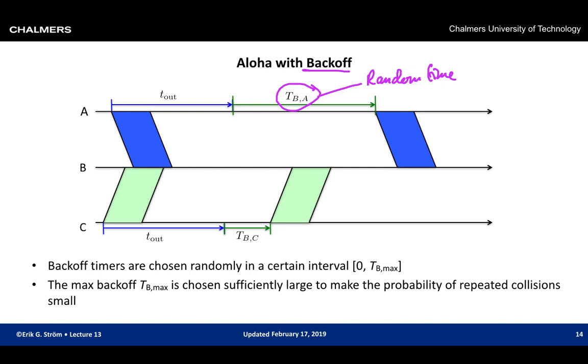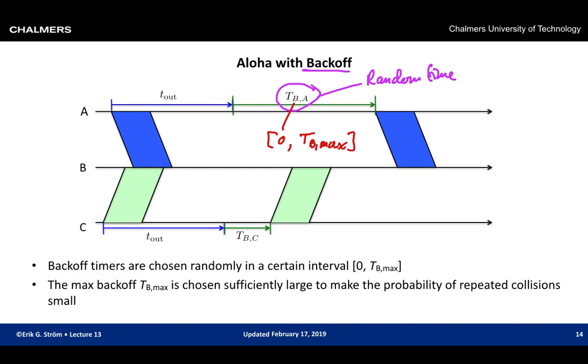Now this backoff time is chosen in some type of interval. The backoff time is selected from, could be 0 also, up to some maximum time, TB max. This is the selection interval. What we want to do is to make the maximum time large enough such that if we take two or a number of these backoff times, we resolve the collisions. The longer the selection interval is, the higher the probability that things will go well. The shorter it is, the higher the probability that the backoff time is such that we still have a collision.